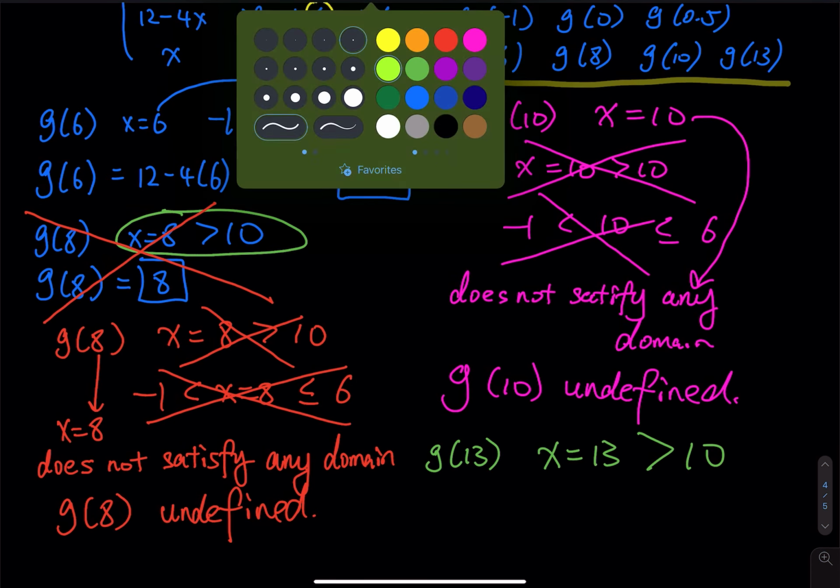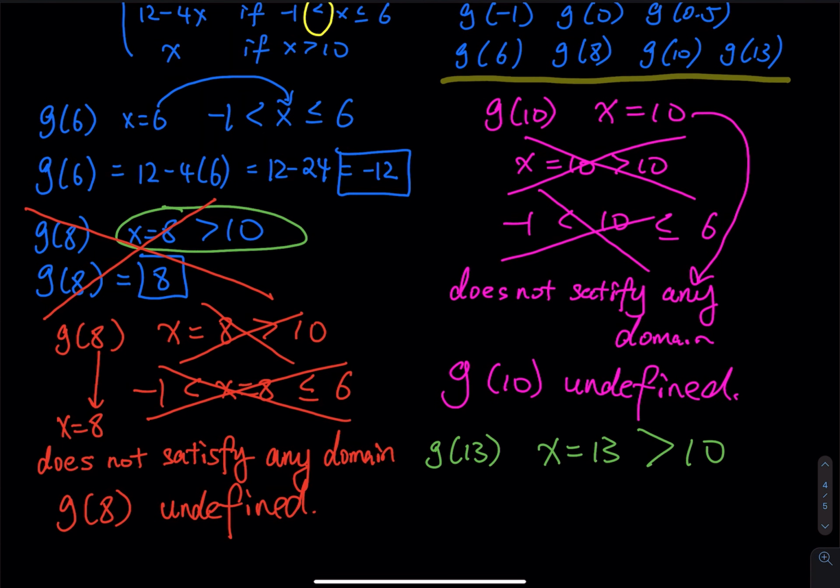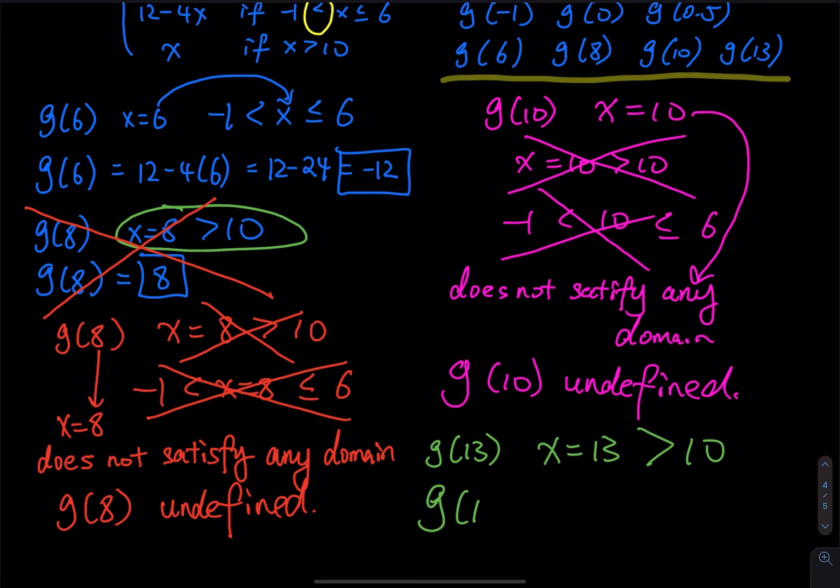All right, now we handle the last one. So the last one is greater than 10, then g of 13, that is just equal to 13. All right, so that is the end of this video.